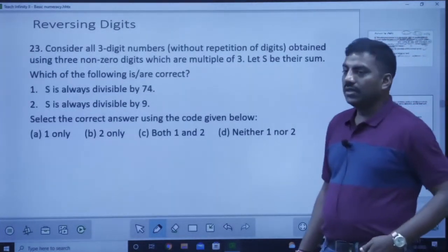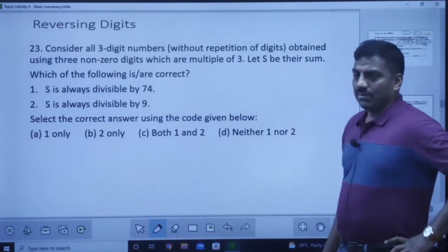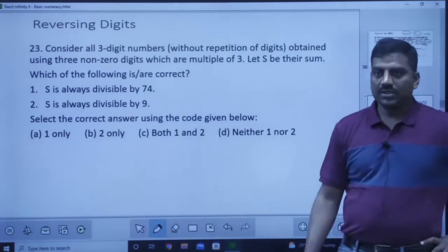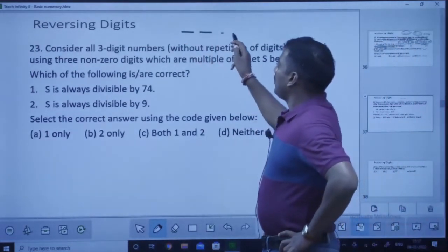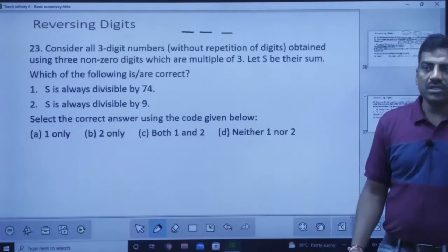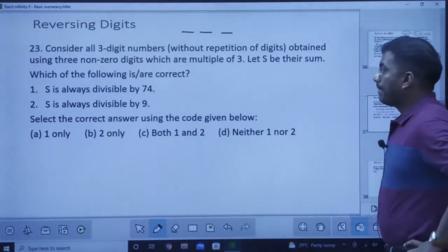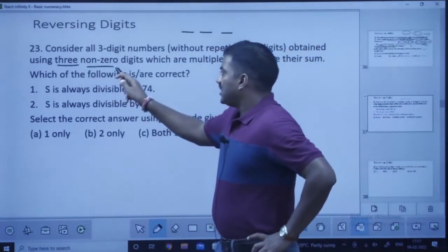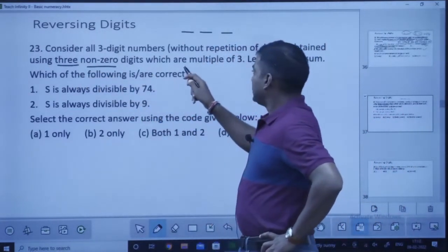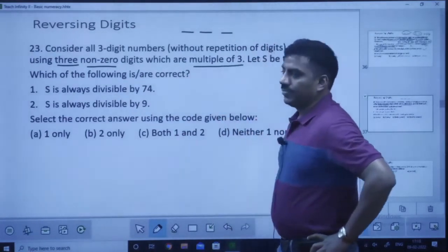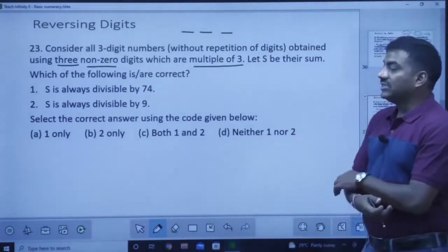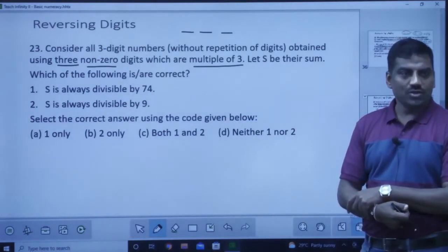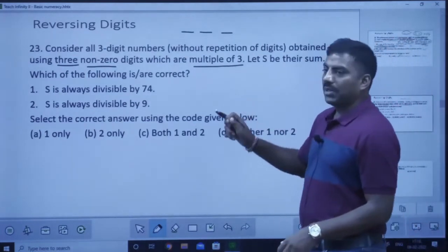Next. Consider all 3-digit numbers without repetition of the digits, using 3 non-zero digits which are multiples of 3. Non-zero digits, so what are they? 1, 2, 3, 4, 5, 6, 7, 8, 9, except 0. And that too, they are multiples of 3.